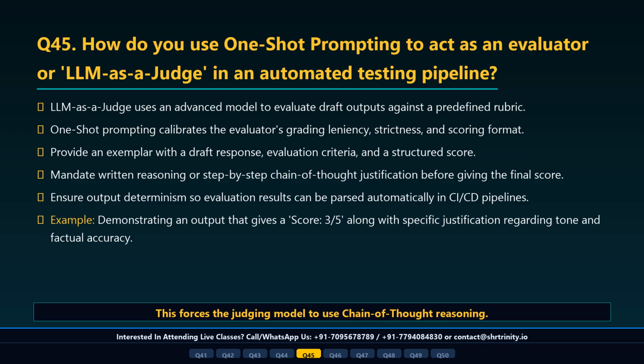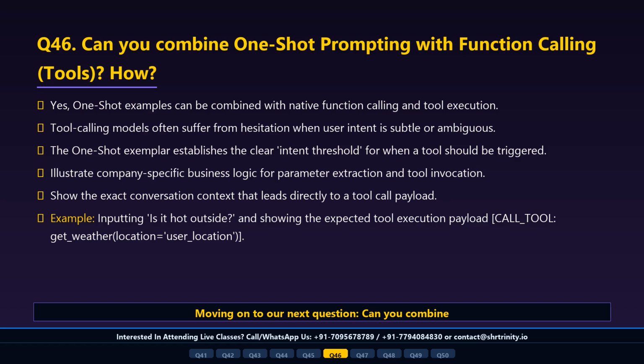By seeing this step-by-step evaluation once, the judge model learns the exact string format to return, how harshly to weigh tone violations against factual correctness, and how to format its reasoning. This enables automated parser scripts in your testing pipeline to reliably extract both the score and the critique every single run. Moving on to our next question, can you combine one-shot prompting with function calling tools?